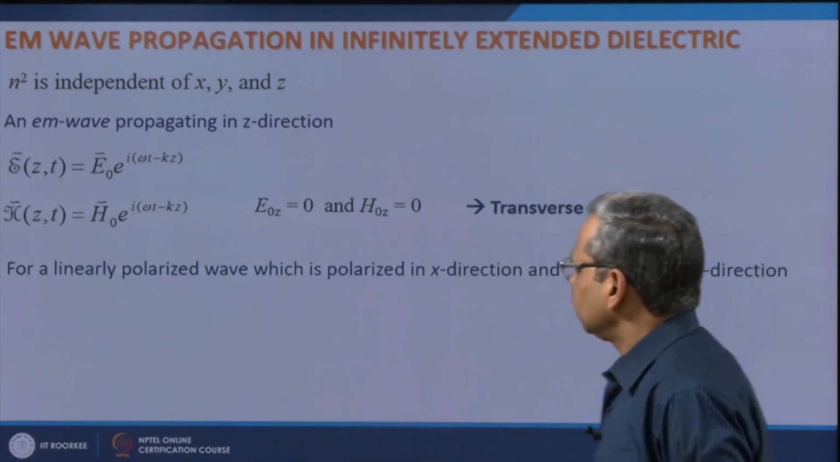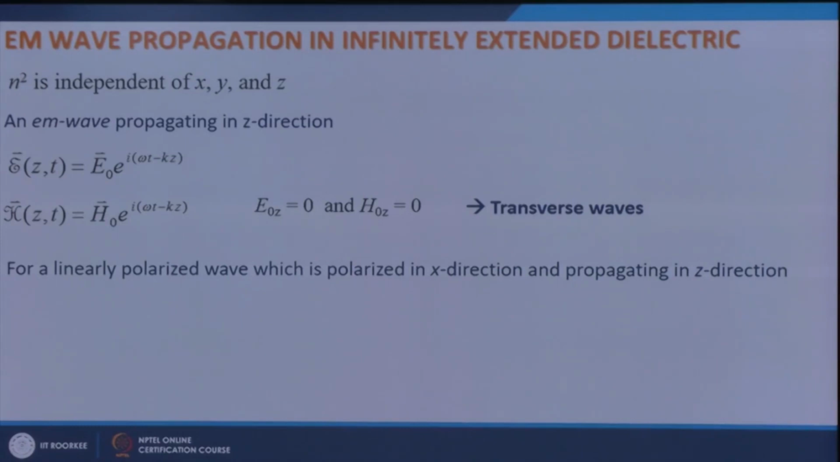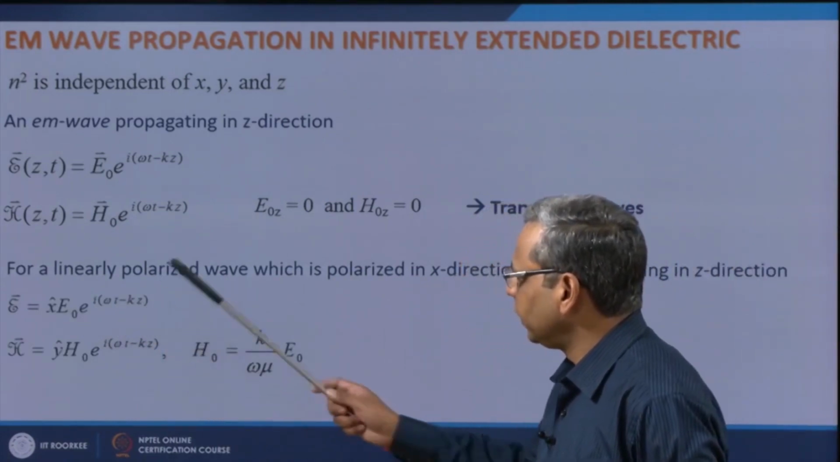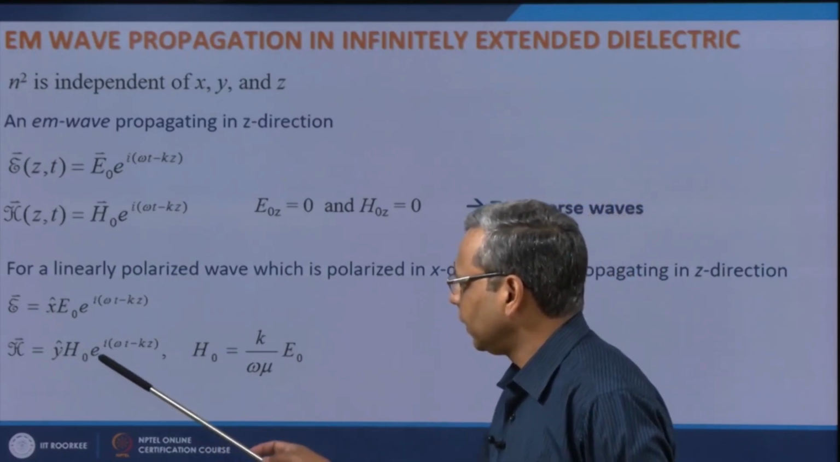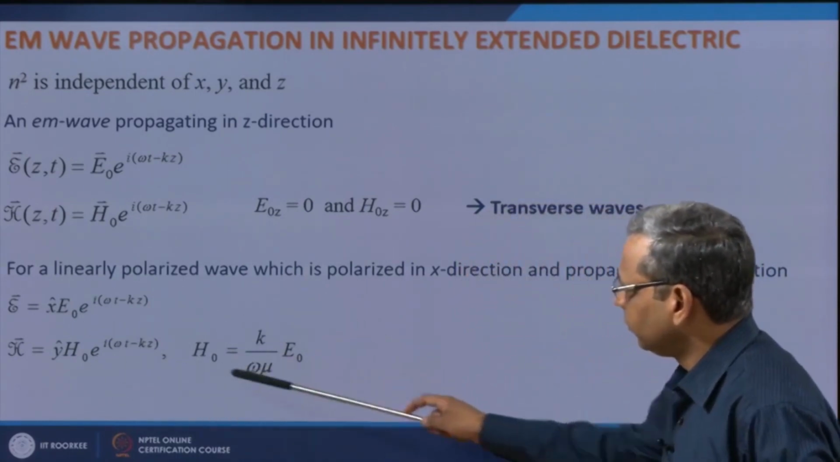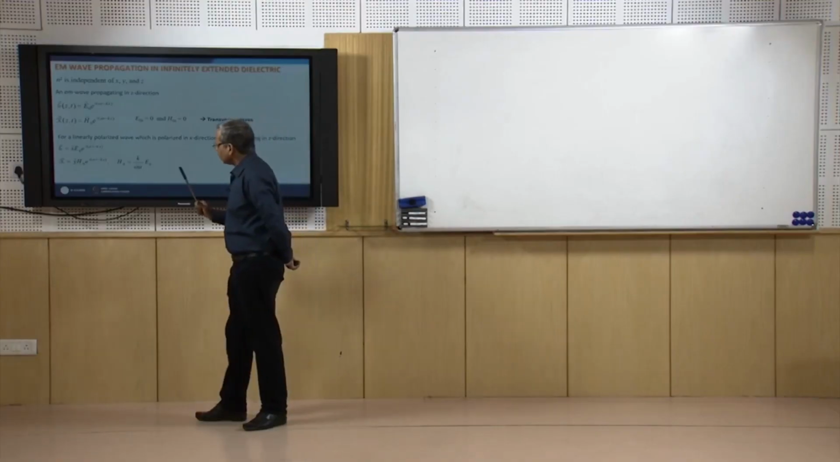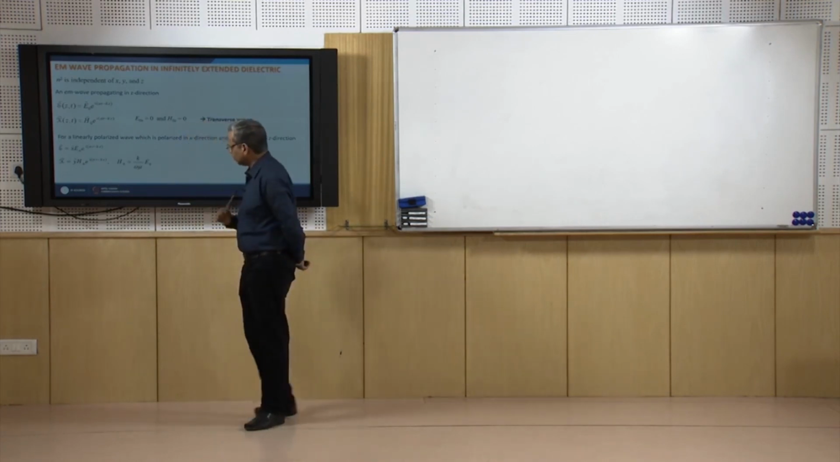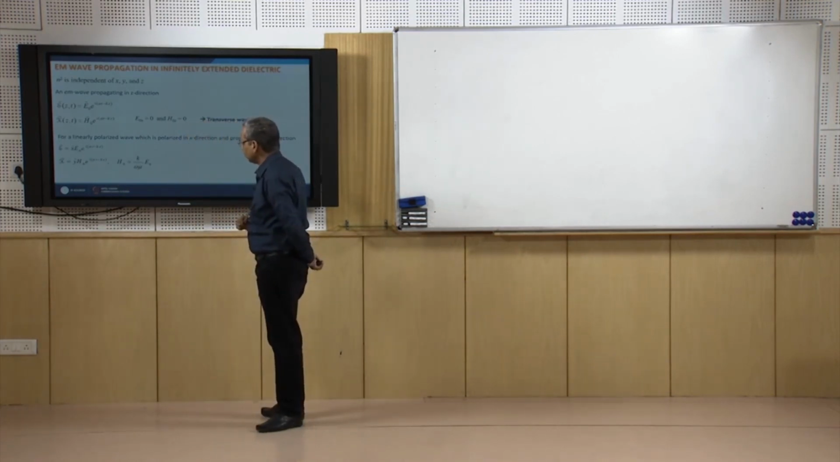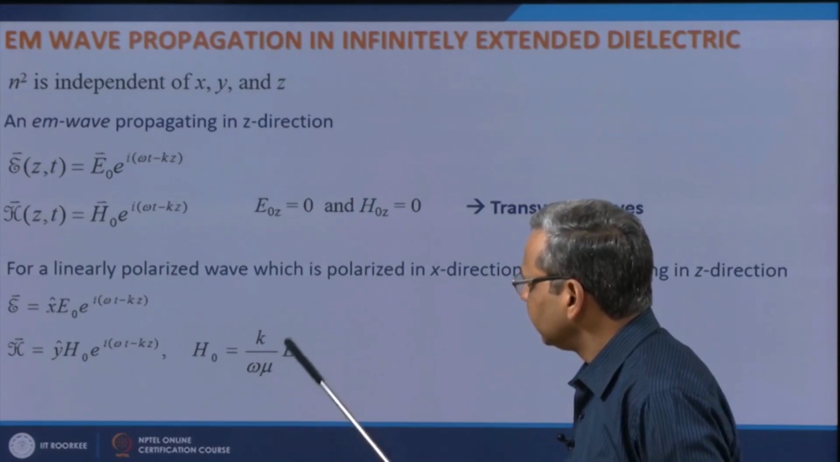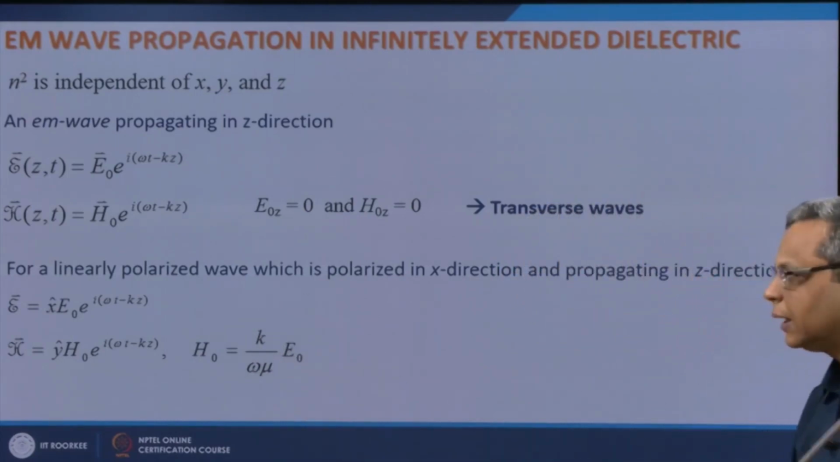For a linearly polarized wave which is polarized in x direction and propagating in z direction, I can write the components as E equal to x cap E0 e to the power i(omega t minus kz) and H equal to y cap H0 e to the power i(omega t minus kz), where H0 and E0 are related by this. So, I see two things. One, you should notice that these E0 and H0 are constants. They do not depend upon spatial coordinates, and also that this is purely real. So, H and E are in phase.